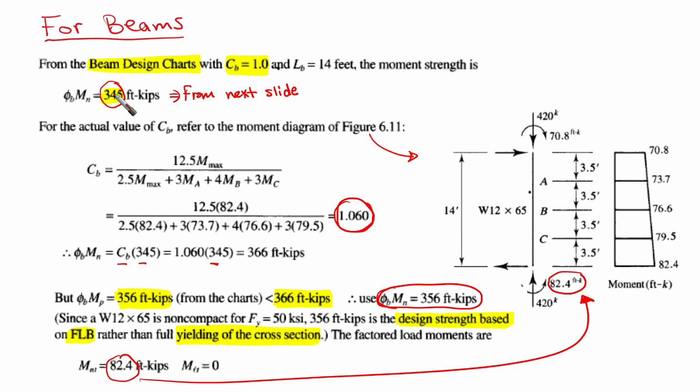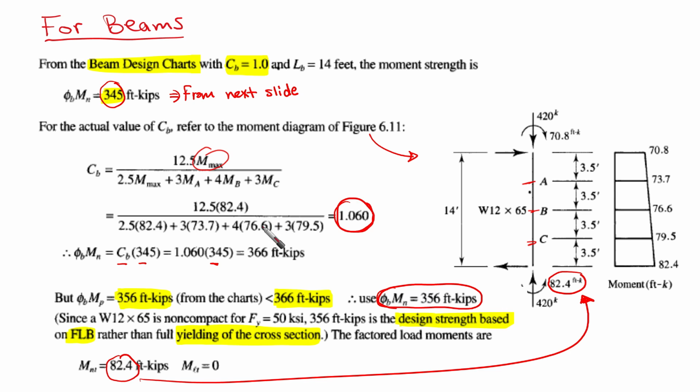Okay, now let's go to the next part, which is related to Cb. As we said, the charts give us Cb equal to 1. Now we need to obtain the real value of Cb. How we can obtain it? From this equation that I have explained maybe 3-4 videos before: 12.5 M maximum over the denominator, 2.5 M maximum plus 3 MA plus 4 MB plus 3 MC. What is MA and MB and MC? It is here. This is A. Okay, we have here A, B, C. Okay, and M maximum that we have here.